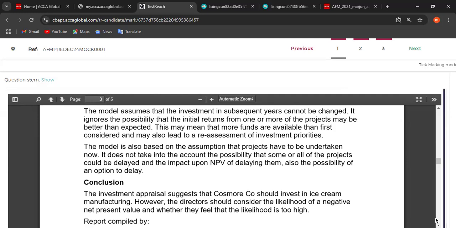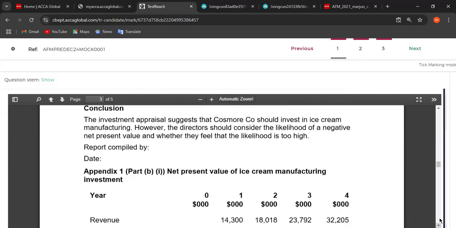Also, the possibility of an option to delay. The examiner is talking about that whenever we are computing this linear programming model, we are saying that all the projects we have to take now, they cannot be postponed. But in reality, real options are available. We can make use of that as well, because real options are a type of option where you also get an option to delay. And then the conclusion will be there, and then the report compiled by and signed.